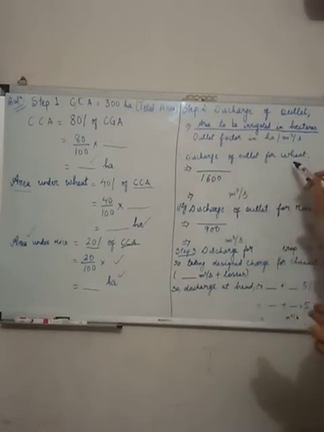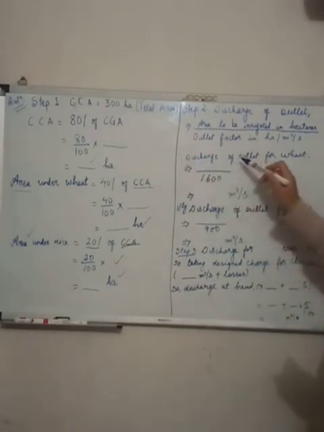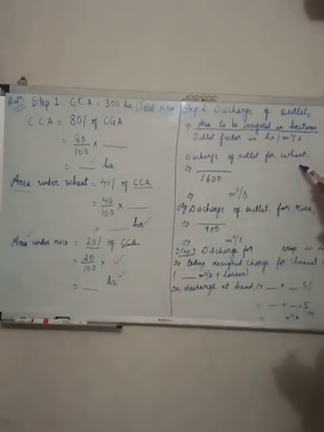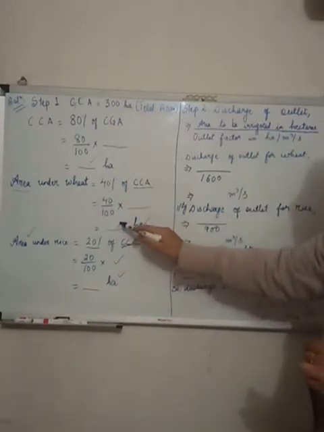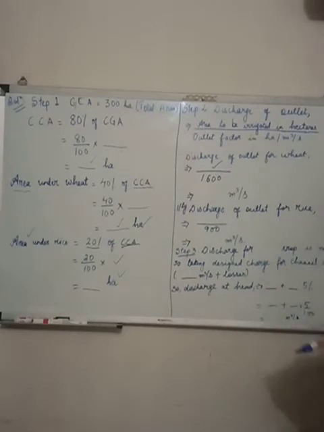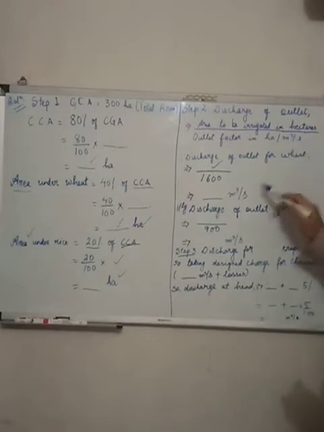So now we'll find first for the wheat. Therefore, the discharge of outlet for wheat is the area under wheat, which you have found from here, you put it here. Then you will get the answer in meter cube per second. The discharge unit is meter cube per second. Or you can see from here, hectares with hectares gets cancelled out, and what is left is meter cube per second.